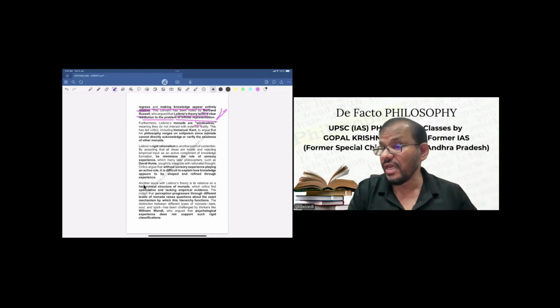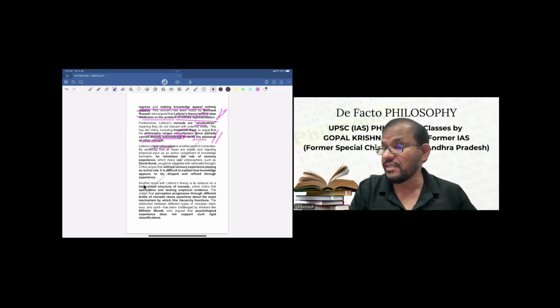Leibniz's monads are windowless. They do not interact with each other. His philosophy therefore leads to solipsism, since monads cannot directly acknowledge or verify the existence of other monads. So it means only the self exists, or only one's own mind exists. That is the kind of critical evaluation Kant has done for this philosophy.